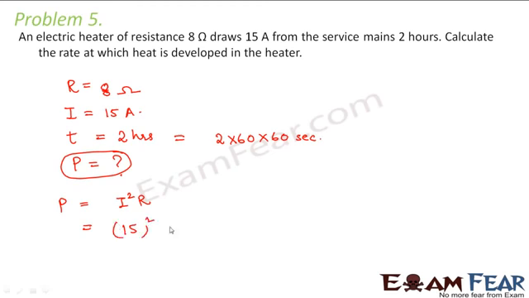So I square is given as 15 square into R is 8 ohms. So this comes out to be 1800 joules per second. So this is the rate at which heat is developed in the heater.